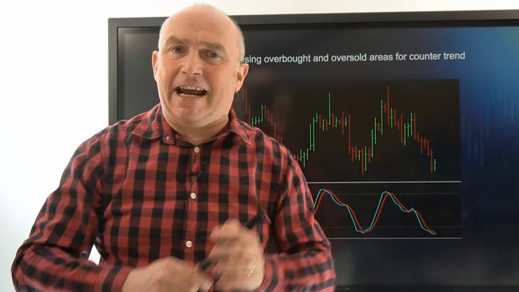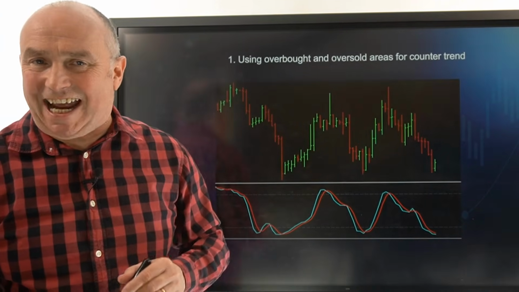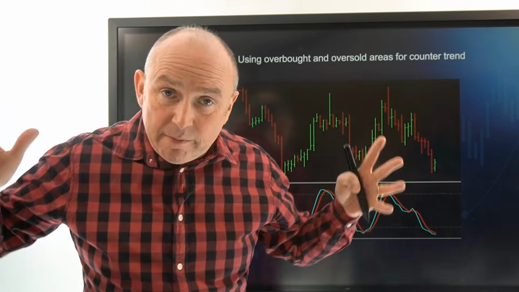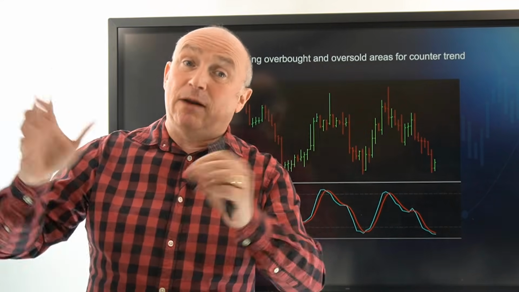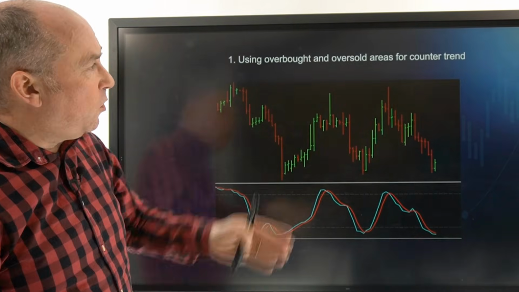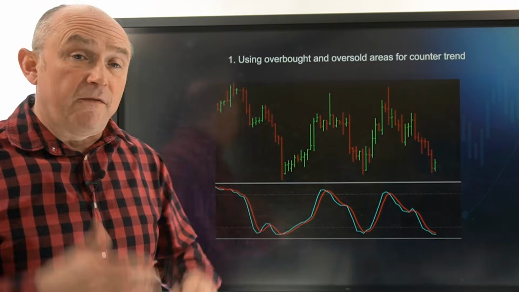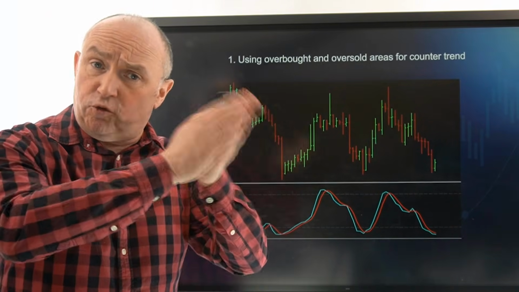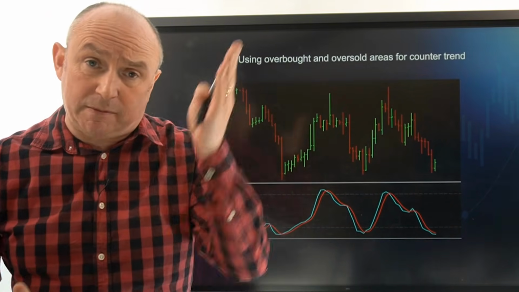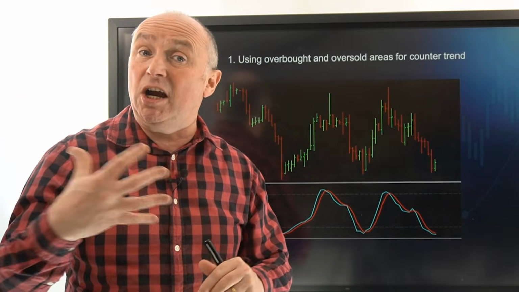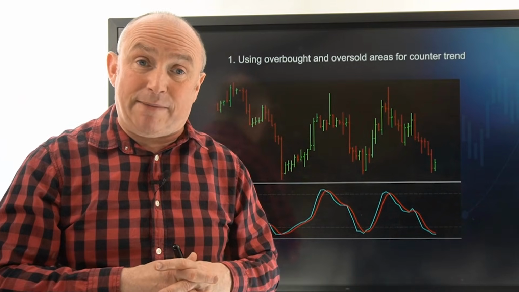14 is the default that most platforms use, and I don't see any real reason why you'd want to change that. Okay, as I say, there are a number of ways that you can use the stochastic indicator. I'm going to touch on 3 here: the timing of when to enter and when to exit markets. And the first one I want to talk about is using the overbought and oversold areas for counter trend. As you know, when markets are trending, they don't trend forever. They do reverse at some point, sometimes break out into counter trend.